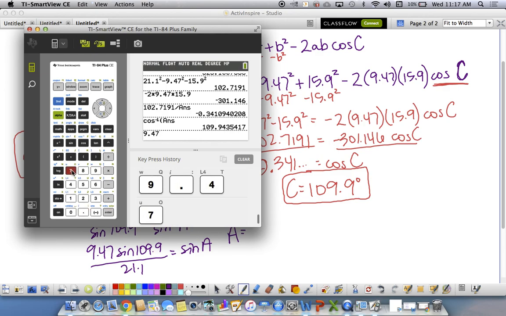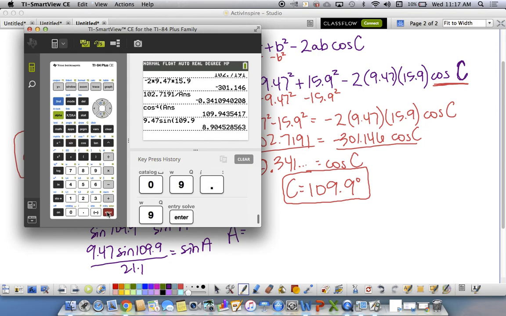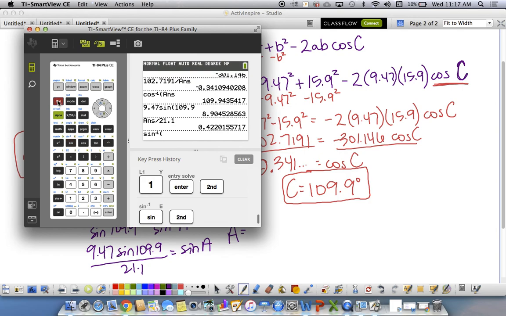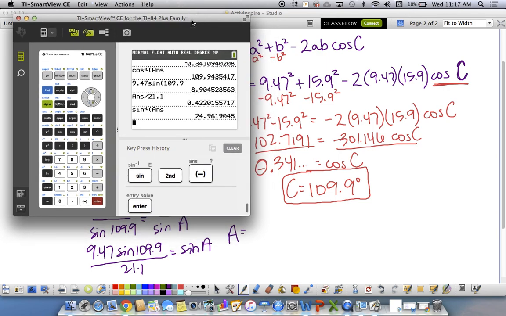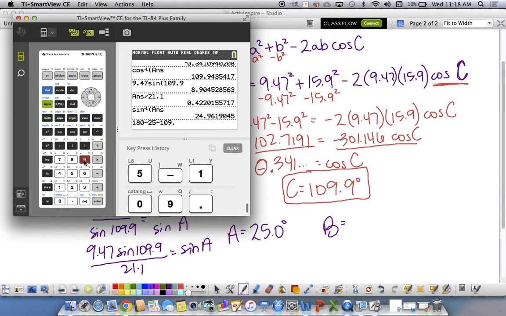9.47 sine 109.9 enter, divided by 21.1. Enter. So my sine A equals 0.422. Inverse sine, second answer, and we get 24.96. So that should actually round to 25.0 degrees. Okay? So to find angle B, we're simply going to subtract 180 minus 25 minus 109.9, and we should get 45.1 degrees.